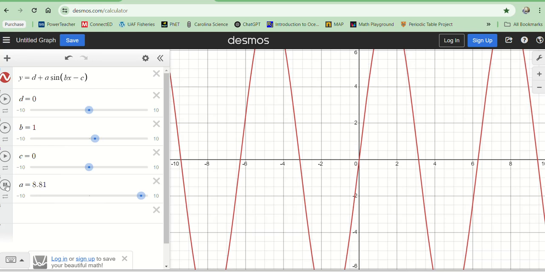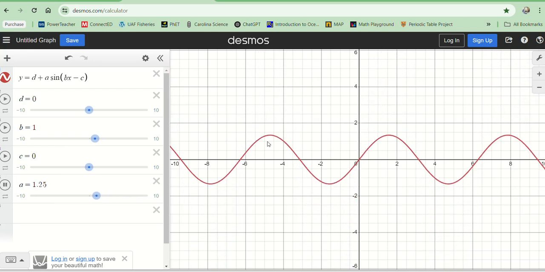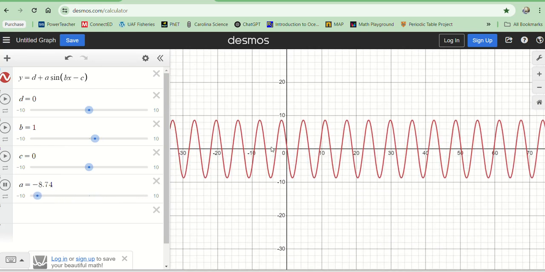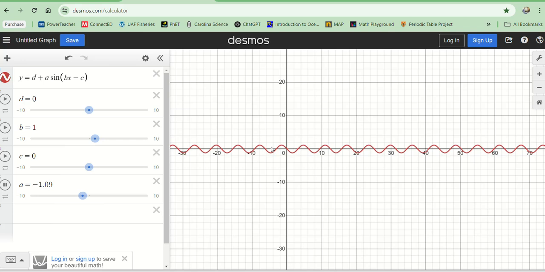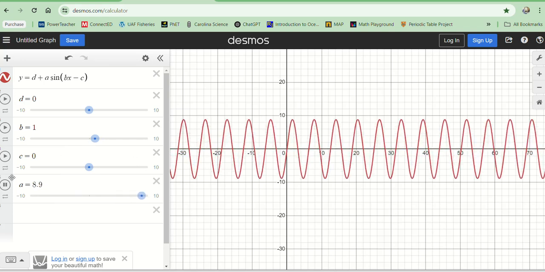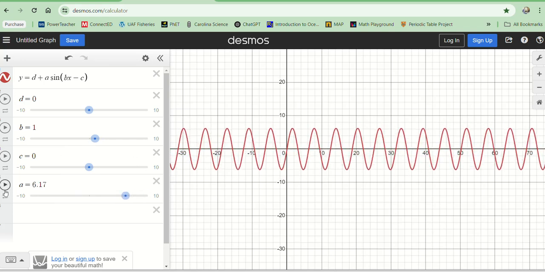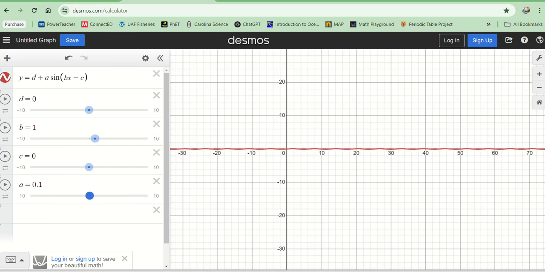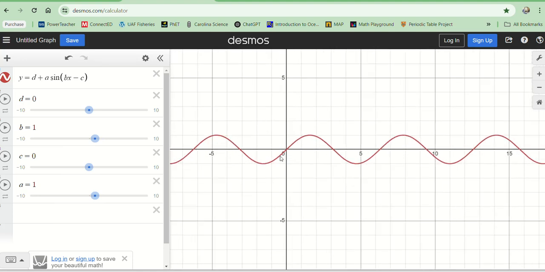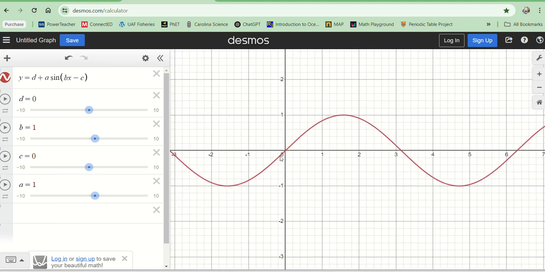Let's let it ride for a minute. We'll see it. There it goes. And my amplitude is just constantly changing, and I get this wonderful, neat wave. Cool. What's A for? Amplitude. Awesome. So I'm going to go back to the standard where it's just 1, so it's our regular old sine function. And what are we going to look at next?